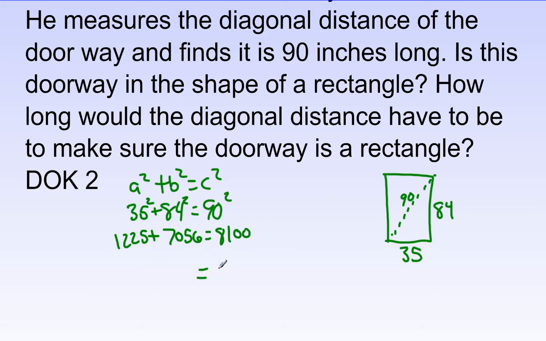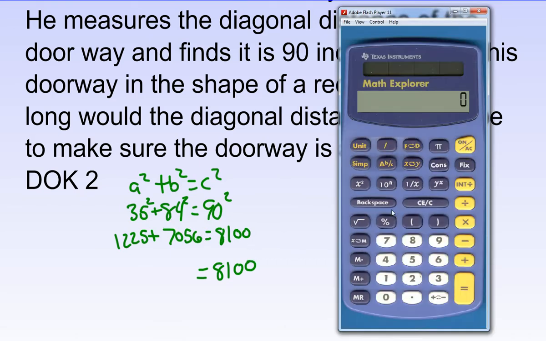It doesn't look like that's going to be the case, though. I'm just looking at the last digit. 6 plus 5 does not give me a 0. It gives me a 1. 1225 plus 7056 equals 8281.